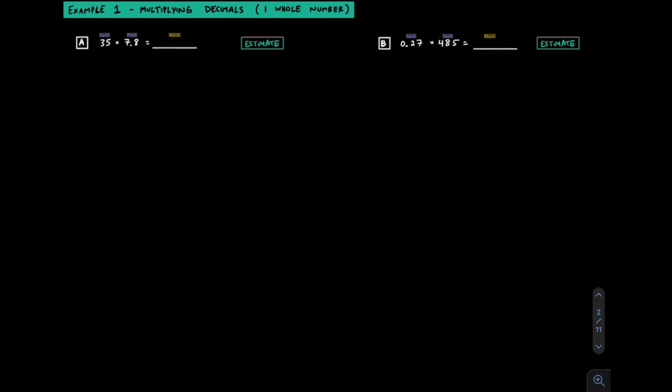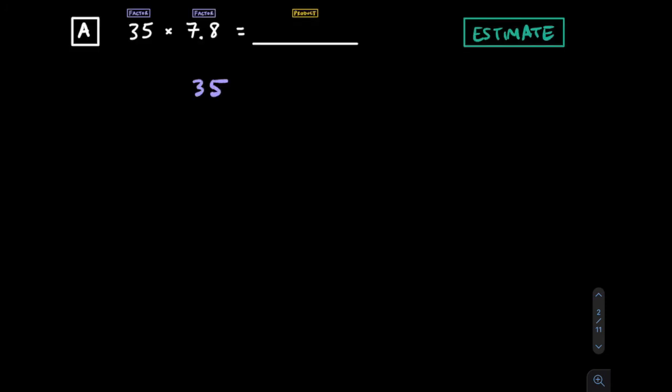In example 1, each of these problems is going to have 1 decimal and 1 whole number. I'd like you to take out a piece of paper and something to write with and try these with me. Remember, we're going to start off by ignoring any decimals we see and just treat the numbers as whole numbers. We're going to look at this 7.8 as 78. Since both of these factors have 2 digits, it doesn't matter which one goes on top. We will, however, note that there is 1 decimal place.